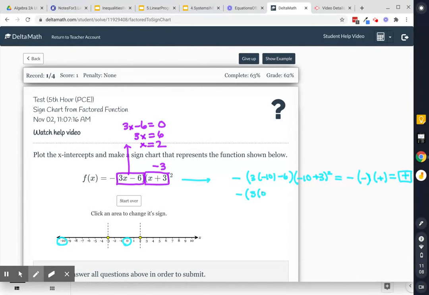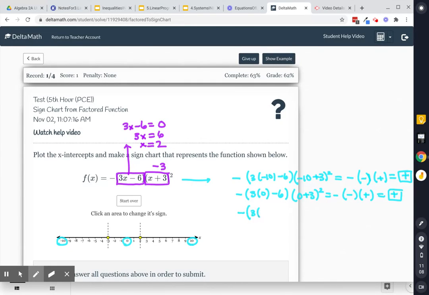3 times 0 minus 6. 0 plus 3 squared. I've got a negative. 3 times 0 is 0. Minus 6 means it's another negative. And a positive, which means this one is still positive. So far, so good. I'm loving this. In the next gap, I'm going to try 10.